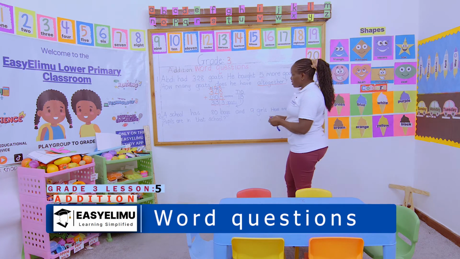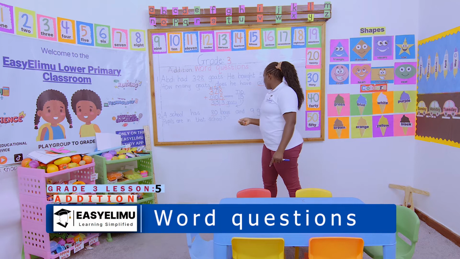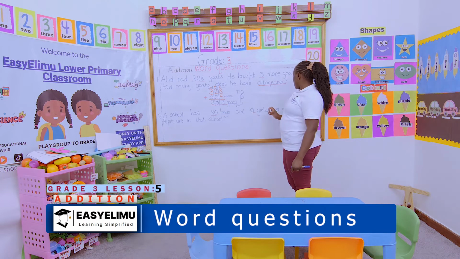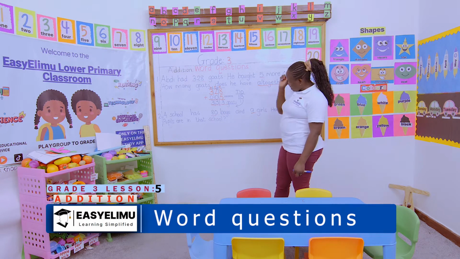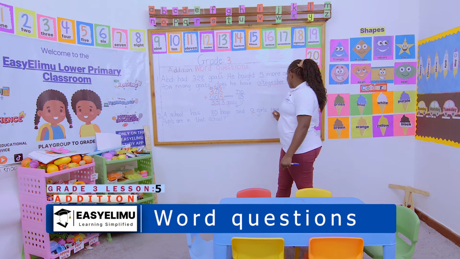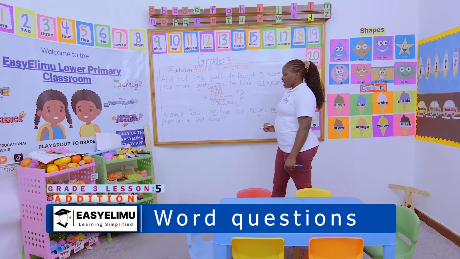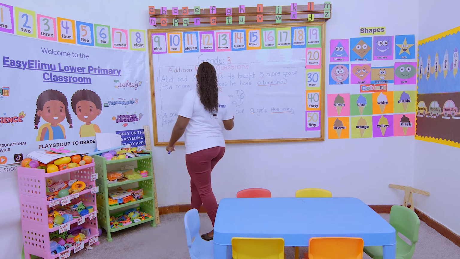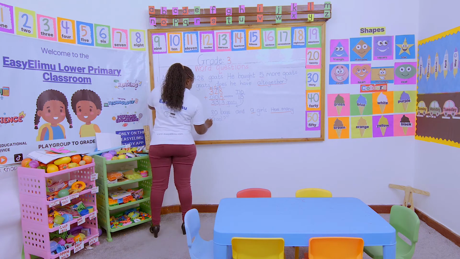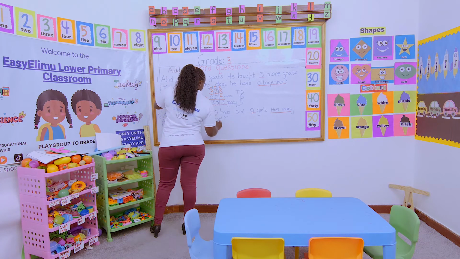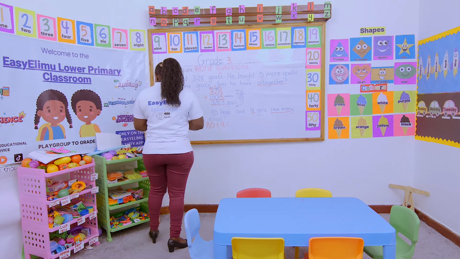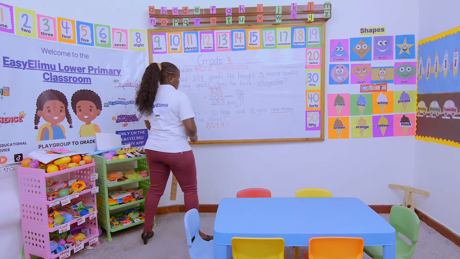So first of all, underline your core things. How many are in that school? So we're talking about how many they are. So we are talking about a school having 80 plus 9. I can decide to use a number line.